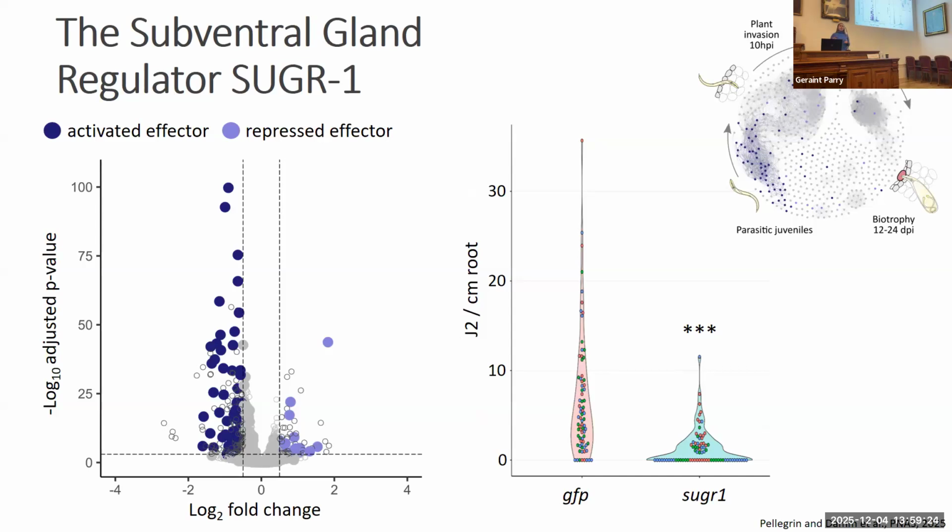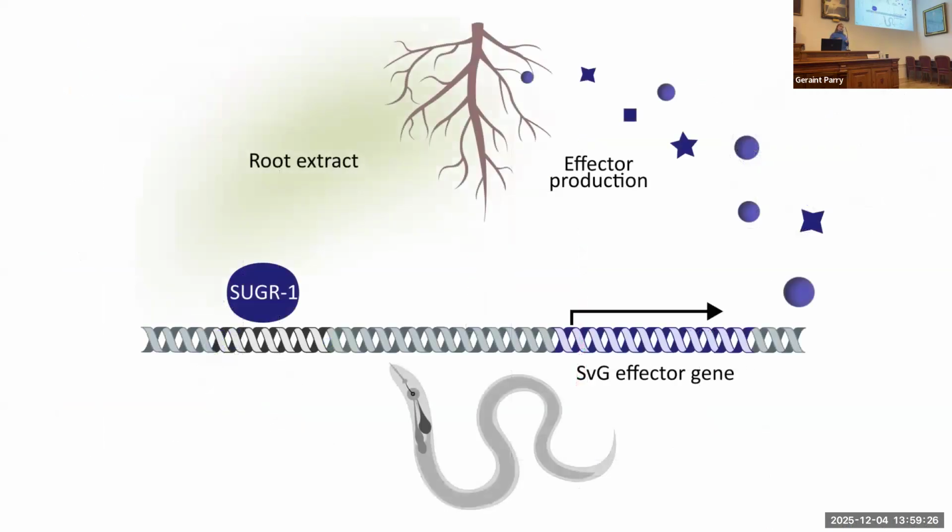And with this, we can kind of start building this model here. We see that root extract activates transcription of our subventral gland regulator SUGAR, which then orchestrates the production of these early stage effectors that the nematode needs to infect its host. So we start now getting a better feeling of what's happening early on during nematode parasitism. But if we take a closer look at this model, we see there's still a lot missing on this left side. It still looks quite empty here.